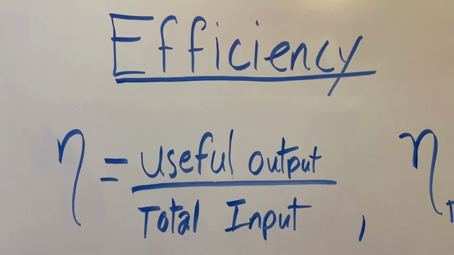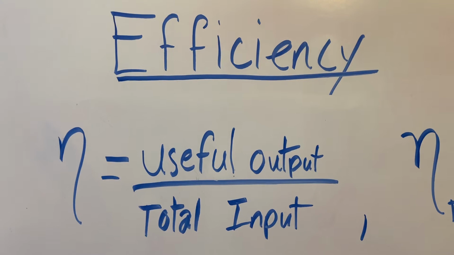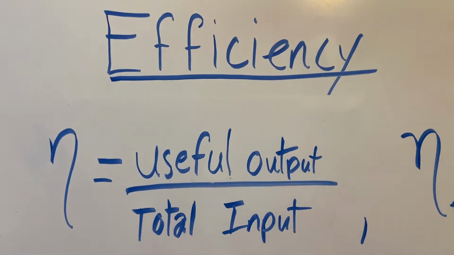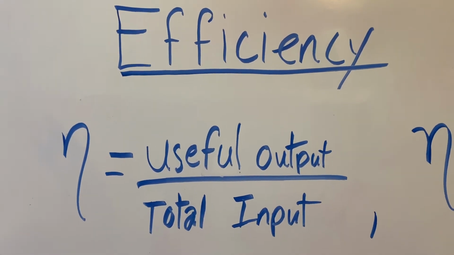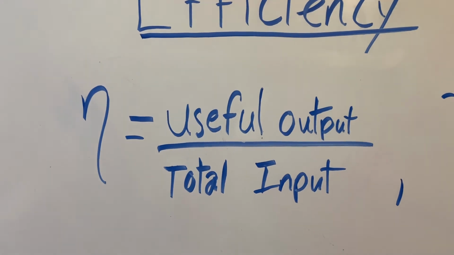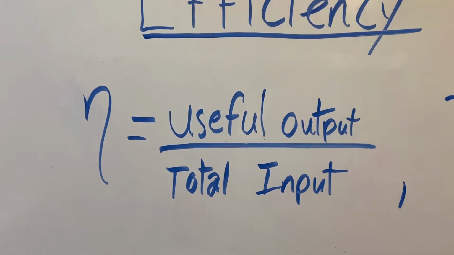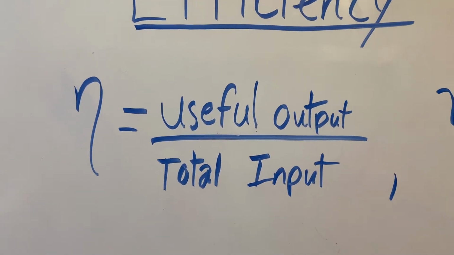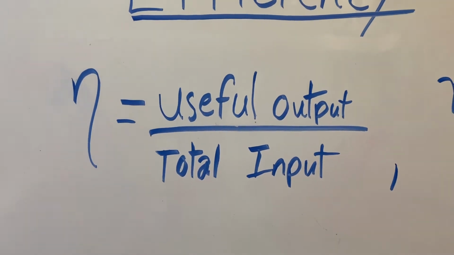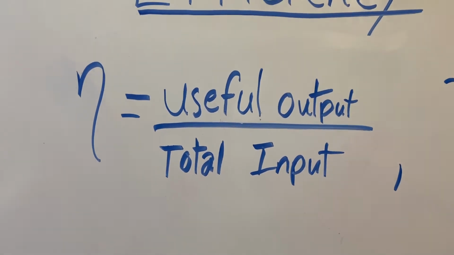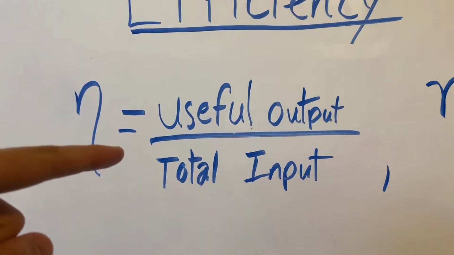Efficiency is a really important topic because it tells you how effectively your system is taking the energy you give it and putting it to work. So the efficiency of any given stage or system is the useful output divided by the total input. There are some exceptions to the general rule that efficiency is always less than or equal to 1.